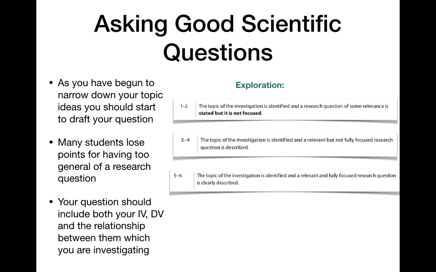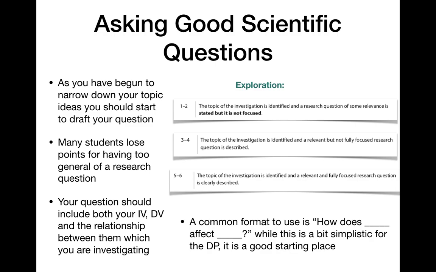If we look at a rubric here, to get a 3, 4, the topic of the investigation is identified and a relevant but not fully focused research question is described. So this is not fully focused. And we'll look at examples of what this looks like later on in today's lesson. And to get a 5, 6, the topic of investigation is identified and a relevant and fully focused research question is clearly described. So the research question is very important for your grade.